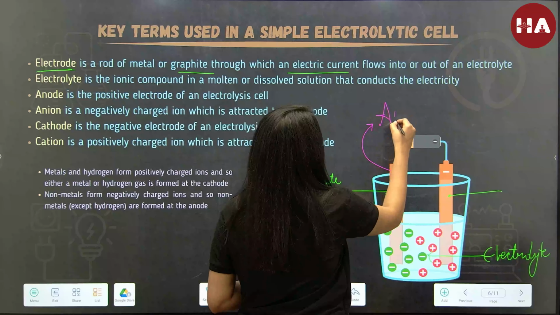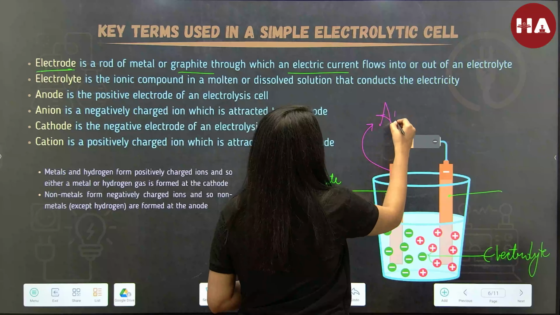Let me write down here, rich of electrons. Why? Because it is placed near the negative terminal of the battery. And the anode, which is positively charged, is deficient of electrons. So basically the electrons move from here to the cathode, then in the electrolyte, and then to the anode and back to the battery. Okay, this is the movement of the electrons. We will discuss this in further slides. Okay, so this is the basic thing.